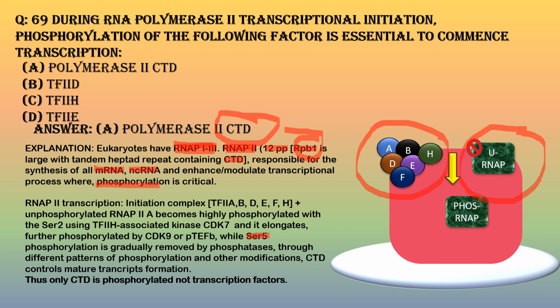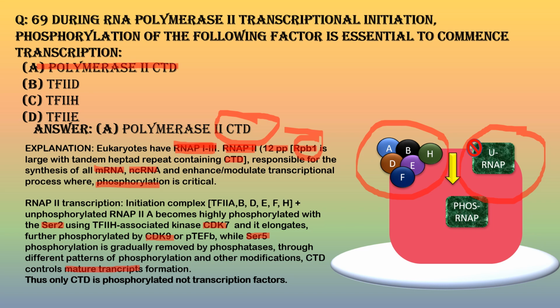Serine 5 and serine 2 is phosphorylated in the C terminal domain using CDK9 as well as CDK7. So after the phosphorylation occurs in the C terminal domain, only then are mature transcripts formed. So only the CTD is phosphorylated, not the transcription factors. Okay, the CTD of RNAP gets phosphorylated, right? So the answer is polymerase 2 CTD.